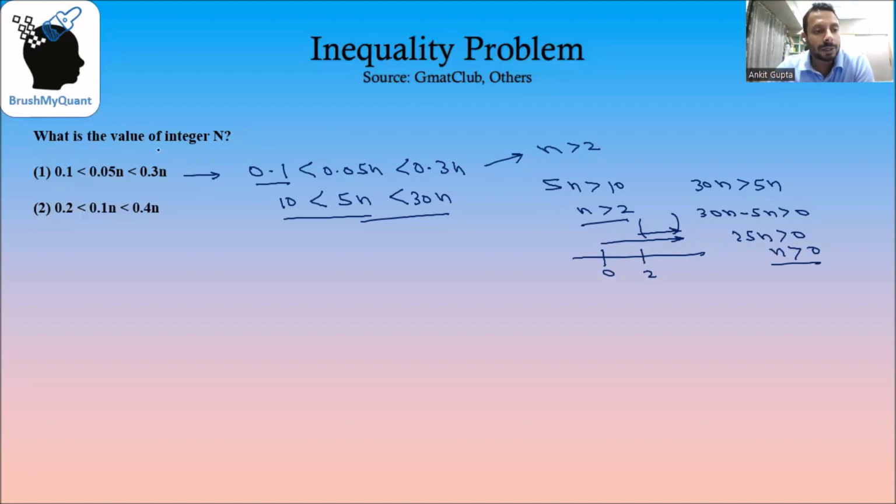But the question is asking what is the exact value of integer n? Definitely there are multiple values of n which are possible in statement 1. So statement 1 alone is not sufficient. Let's do the same thing for statement 2.